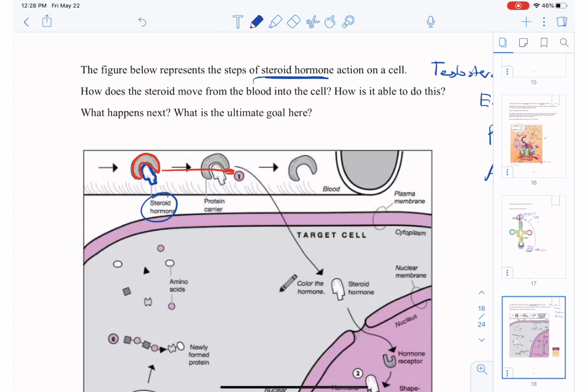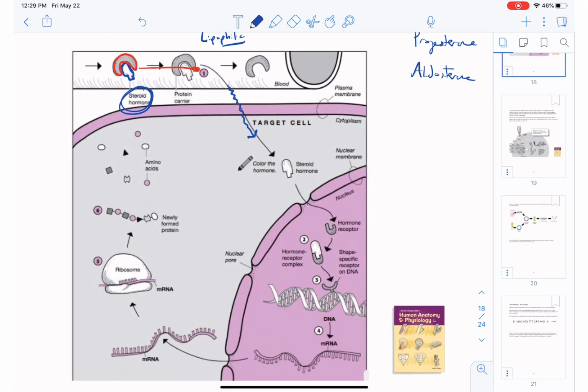Well, steroid hormones are a classification of lipids. So steroid hormones are lipophilic. They like lipids. And what that means is that when the steroid hormone gets to the target cell, it can diffuse by simple diffusion straight through the plasma membrane. So now we have a steroid hormone that's in the cytoplasm of the cell.